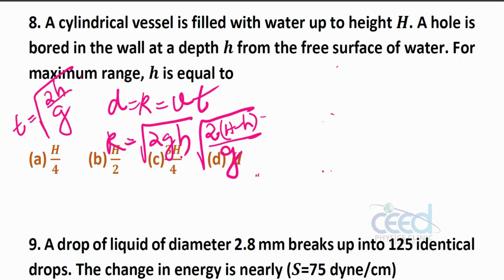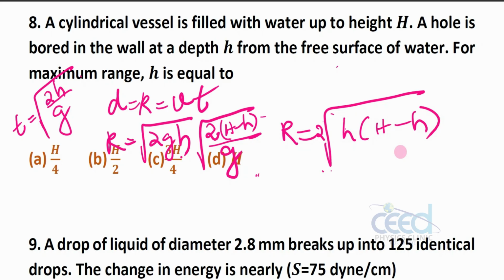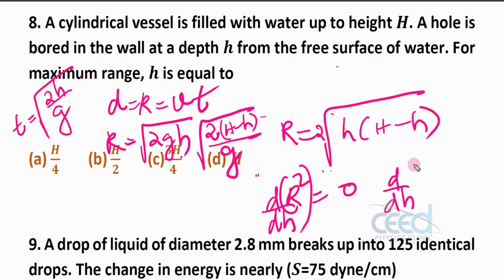What is the range formula? Range is equal to root of 4 h into (H minus h), after taking 2 out and cancelling g. Now if this range is maximum, we take the differential of R square with respect to h, and that should be 0. Why take R square? In order to remove this square root. That means d by dh of 4h(H minus h) equal to 0.